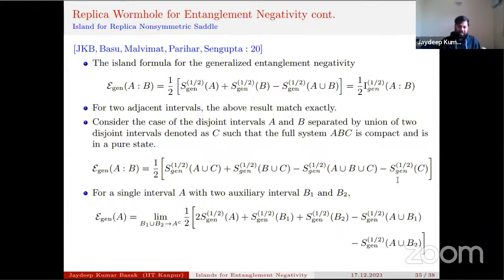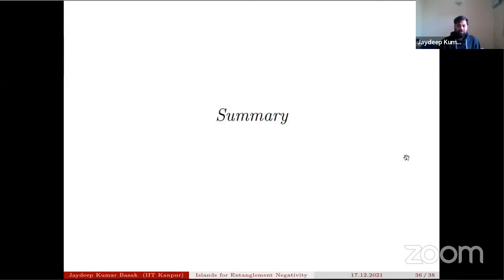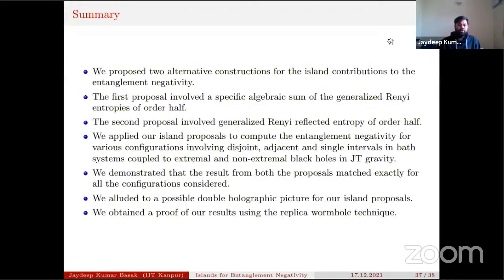Also, for a single interval A with two auxiliary intervals B1 and B2, we can have the generalized negativity in this specific manner when we consider the bipartite limit. These three are the formulas which we have used in the first proposal. So we can say that the first proposal has a proof in this manner using the replica wormhole scenario.